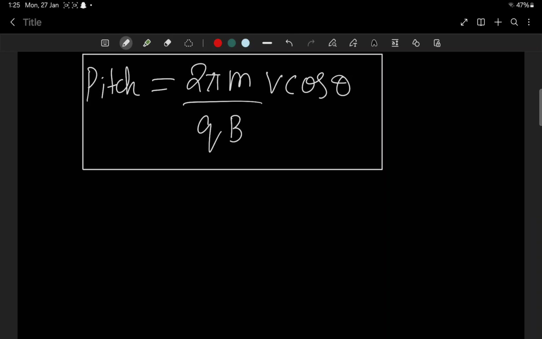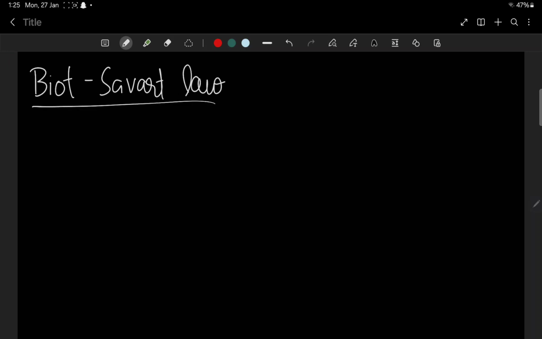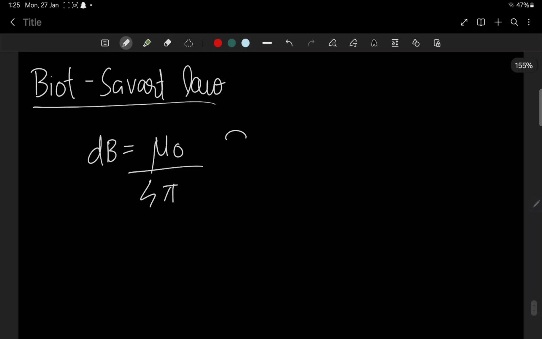Now we are going to learn about Biot-Savart law. We'll just write the law directly. That is dB equal to mu 0 by 4 pi. What's the value of mu 0 by 4 pi? It is 10 raised to minus 7. So dB = (mu 0 by 4 pi) I dl sin theta by r squared. This is the Biot-Savart law.